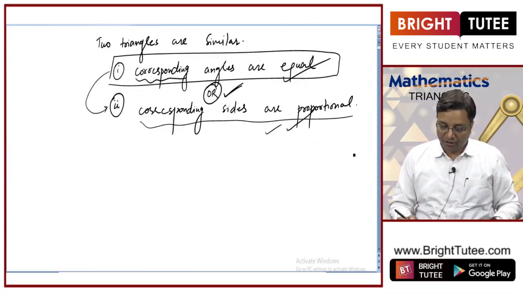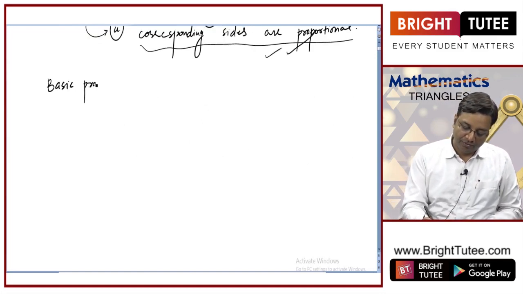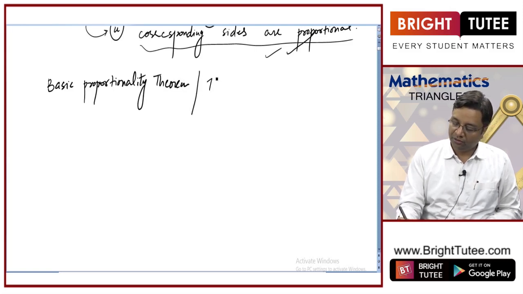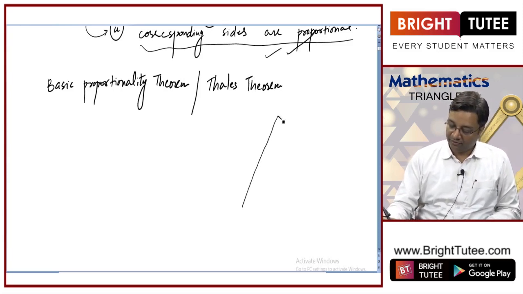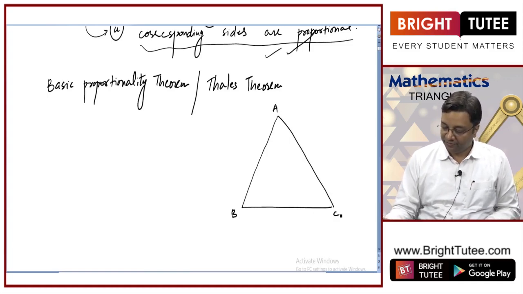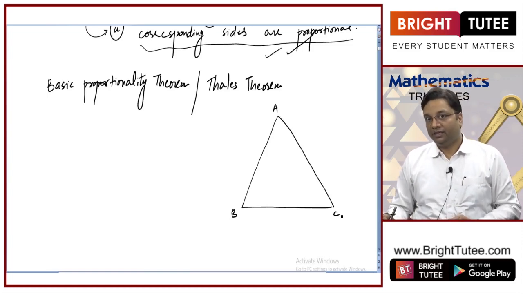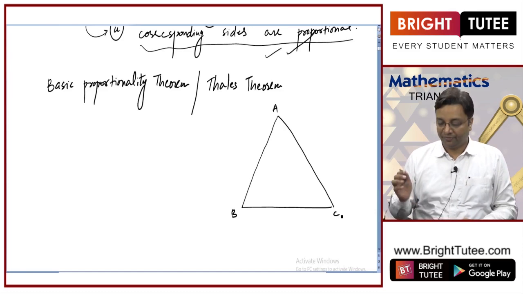Now we will discuss a very important theorem, that is the basic proportionality theorem. This theorem is also known as Thales theorem, okay? Now, if I have got a triangle ABC, first we will understand about this theorem, then we will write the definition together, okay? Once you understand this theorem, then you yourself will be able to write the definition, okay?